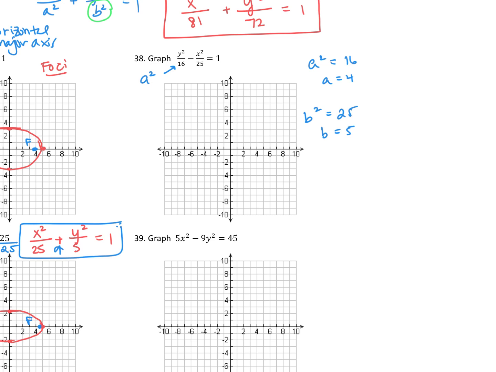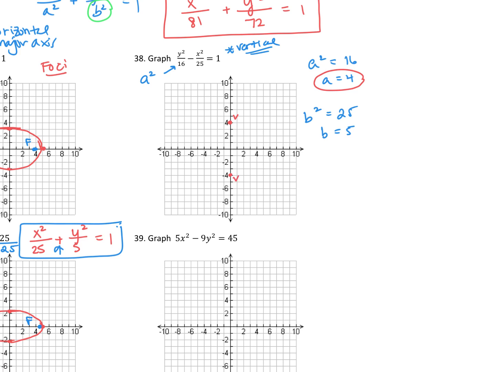Now, because our a squared is below the y squared, that means that the y-axis is vertical. This is a vertical hyperbola. It has a vertical transverse axis. So we'll just make a note that this is vertical. What that means for graphing is that our vertices are going to go on the vertical axis. Our vertices are going to be plotted using this a value. So from the origin, I'm going to go up 4, plot a point. I'm going to label that as V for vertex. I'm going to go down 4.